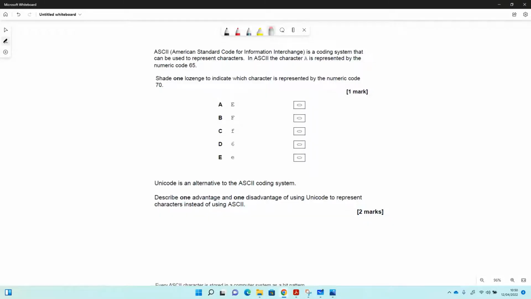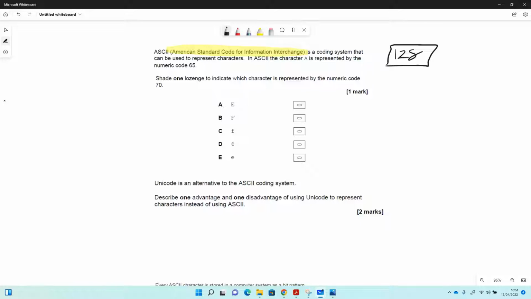So these are a set of exam questions that are all about ASCII or Unicode or both. So coding systems. ASCII, which they've told us is American Standard Code for Information Interchange. We should know it's a 7-bit code which represents characters. It's quite an old system now, but because there's 7 bits, that means we've got 128 different characters to represent.